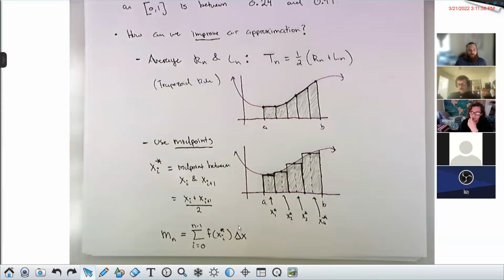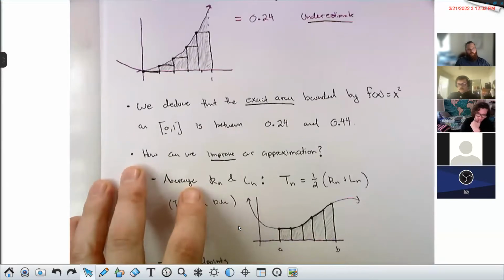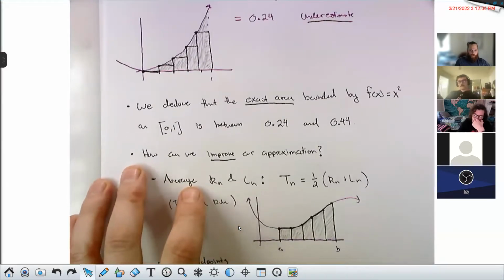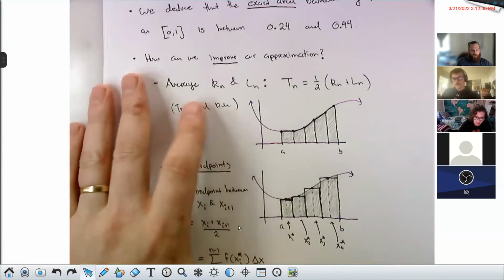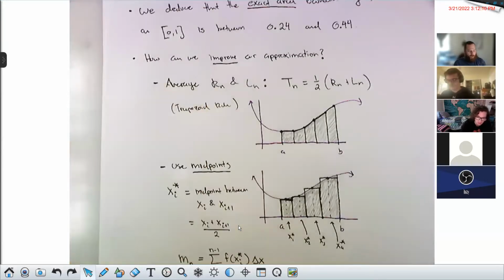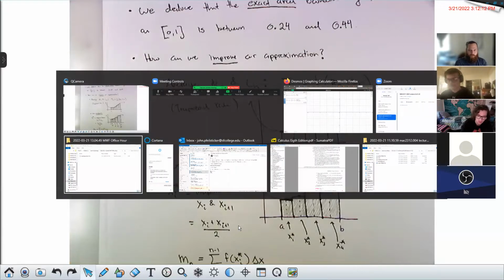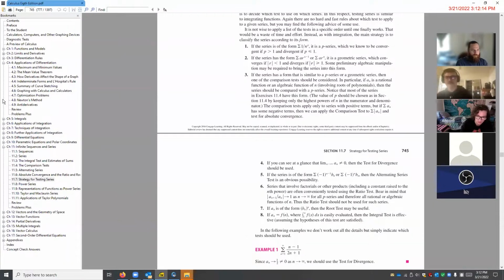More rectangles, right? In the example we just did, I used 5 rectangles for the left, 5 rectangles for the right. If I use like 1,000,000 rectangles, then it's going to get way closer. And that's sort of the easiest thing to do. Let me show you.